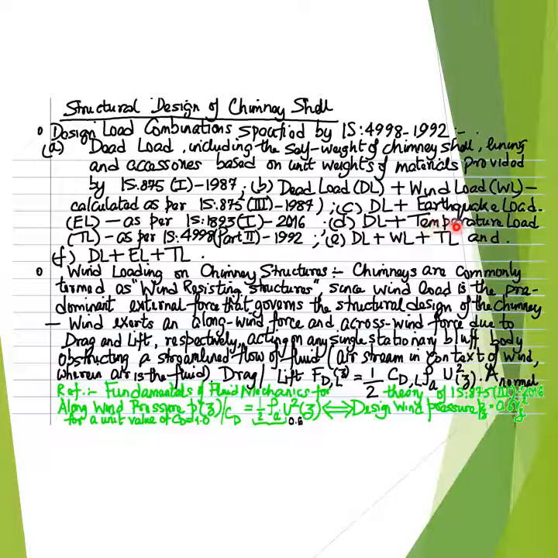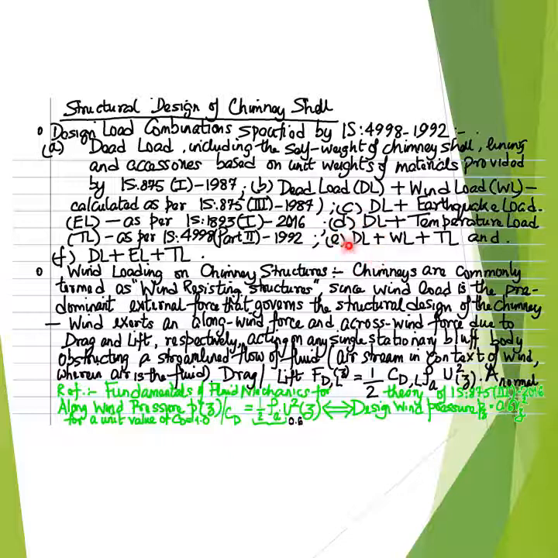D. The dead load plus the temperature load, abbreviated as TL, also calculated as per IS 4998 Part 2 of the Indian Standard Code of Design Practice for circular cylindrical chimneys, which is presently in draft version and has not yet been enforced.